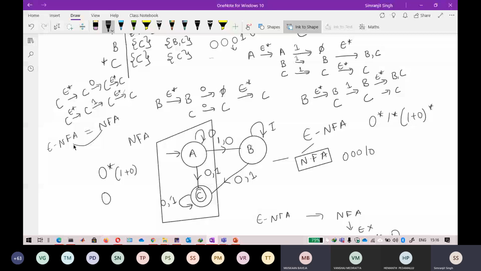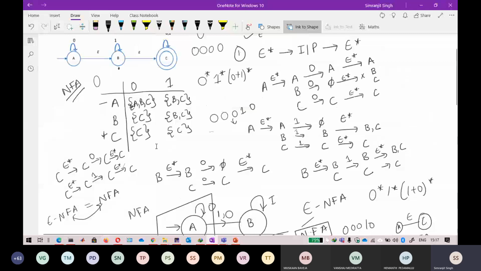Sir, but in the epsilon NFA, I can reach C without any input from A. So in the NFA it is not possible. Now how can you reach from A to C without getting any input? So this is not possible. Sir, but place an epsilon move here. So if I place an epsilon move in the NFA, that will become your epsilon NFA.